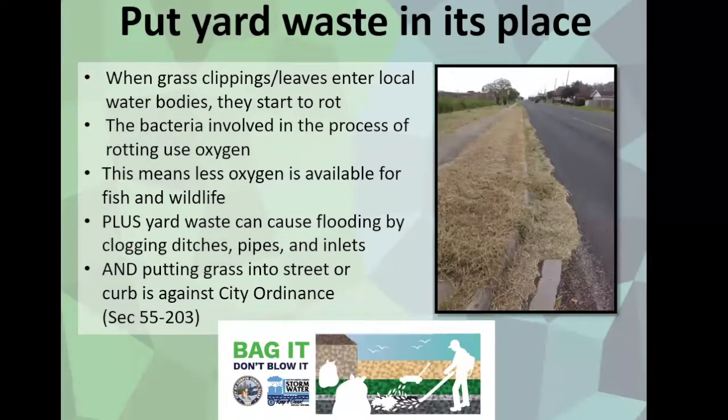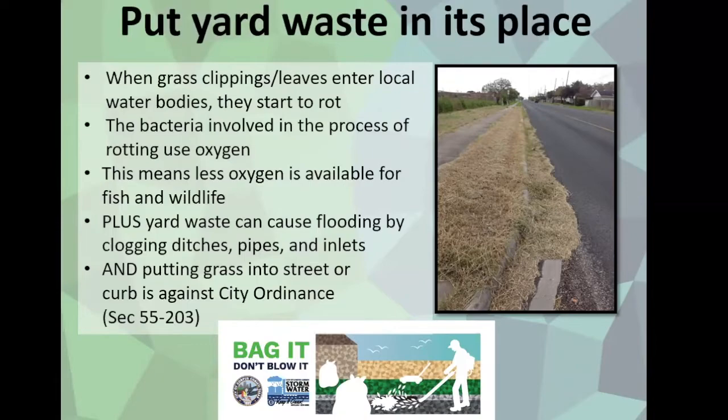So the next thing you can do is put yard waste in its place. This includes grass clippings and leaves. When you cut your grass, the grass clippings can end up in the roadway, and this can actually cause water quality problems because when these grass clippings or leaves get washed into the water, they rot or decompose, and this process of rotting actually uses oxygen, and that means that there's less oxygen available for fish and oysters and shrimp and other wildlife that live in the water.